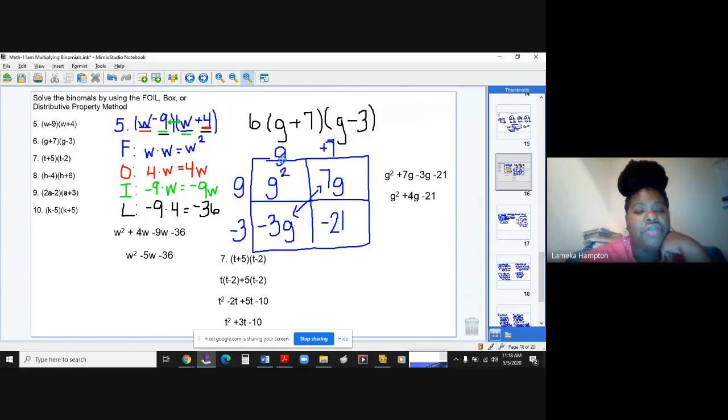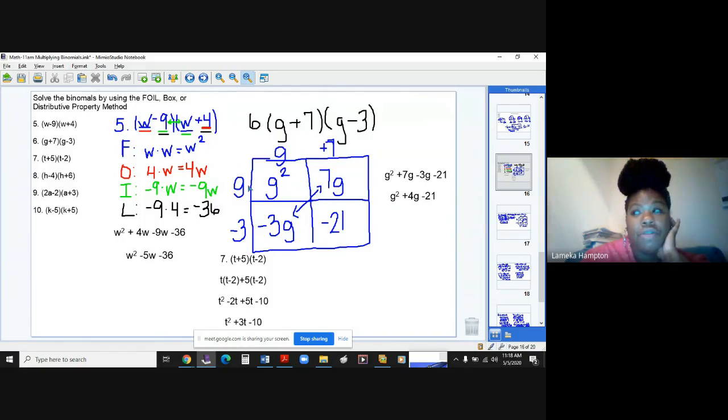What I've done here is I drew a box, a nice little pretty box. You know, Miss Hampton is really not an artist, but that's okay. And I simply just put each monomial. So I put G here, and then I put plus 7 here. So this binomial is represented at the top of my box. And then I put G minus 3 on the side here. So each binomial is represented, either can be at the top and at the side.